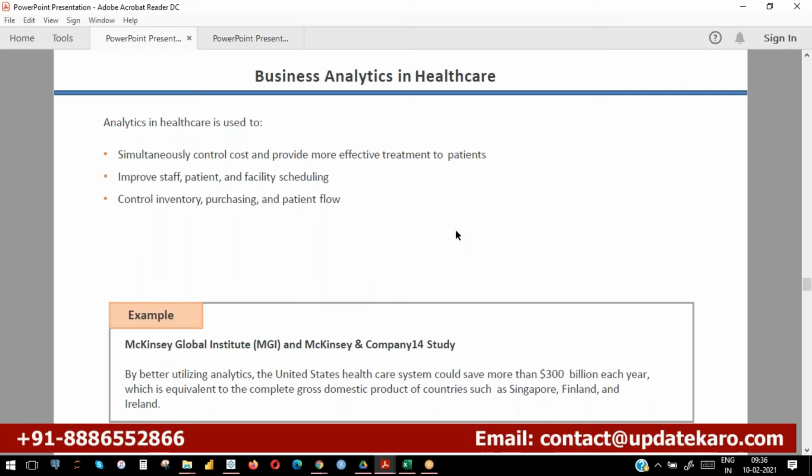Because humans make errors most of the times, but machines do it very fast and very accurately, right? This is how business analytics helps the healthcare domain.